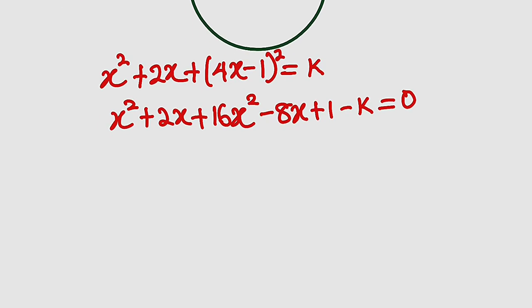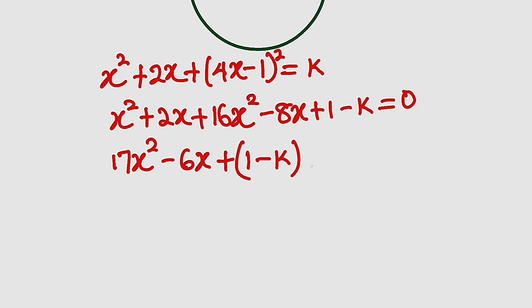Now let us simplify this. x squared plus 16x squared will give us 17x squared. Then we have 2x minus 8x, that will give us negative 6x. And the constant is what? 1 minus k. So plus 1 minus k, the whole of this equal to 0. Now we have a quadratic equation.